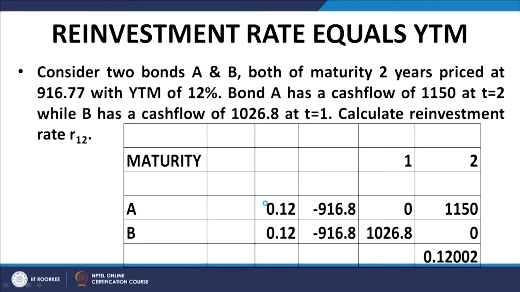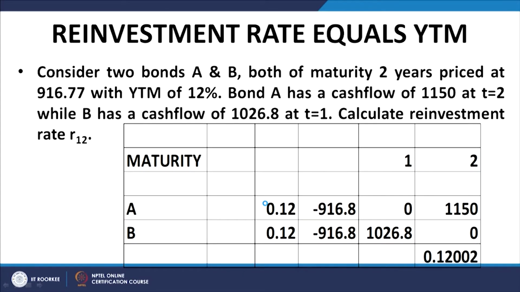We have in fact two bonds, both with maturity of 2 years. Bond A gives us a cash flow of 0 at the end of year 1 and a cash flow of 1150 at the end of year 2, and bond B gives us a cash flow of 1026.80 at the end of year 1 and a cash flow of 0 at the end of year 2. Now, the price of both the bonds is 916.8, and therefore, the YTM of both the bonds is 12%.